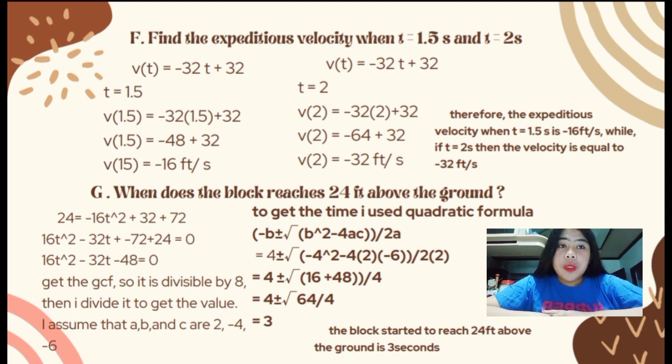So after that, we need to substitute it to the formula, which is the quadratic formula: negative b plus or minus square root b squared minus 4ac all over 2a. So is equal to 4 plus or minus square root negative 4 squared minus 4 times 2 times negative 6 all over 2 times 2. So is equal to 4 plus or minus square root 16 plus 48 over 4. And I use the operation of addition, which is 4 plus square root 64 divided by 4 is equal to 3.